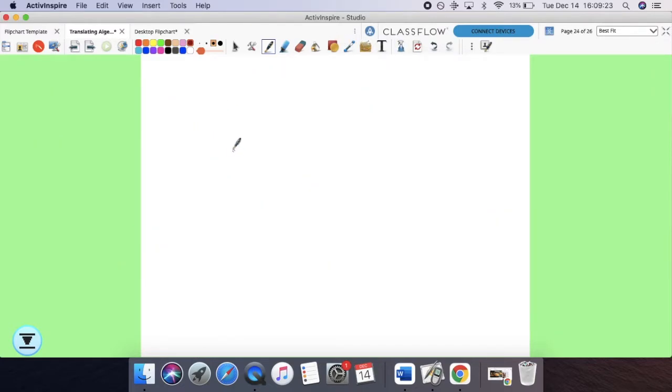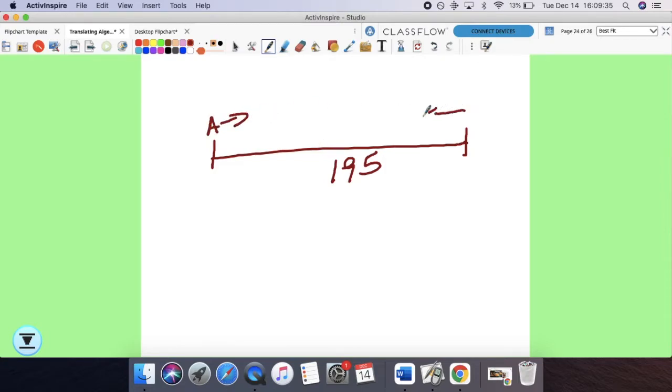Number 3. Again, another 2 trains, a lot of trains here. And this one, they're 195 miles apart. They travel at the rate, so it doesn't matter. There's one train going this way and one train going this way. Just call it A and B. This guy is 25 miles an hour. This guy's 45 miles an hour. If they start at the same time, how soon do they meet?